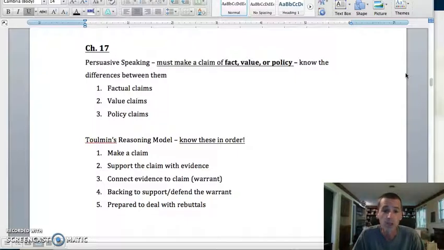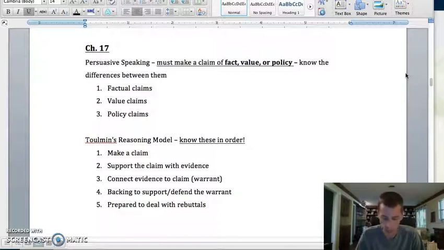So the first thing we want to note is that for something to be deemed persuasive speaking, as far as we're concerned, they must be making a claim of fact, value, or policy. So please know the differences between factual, value, and policy claims. Factual claims are claims about whether something is true or false, is going to happen or isn't going to happen, etc. Okay? So a lot of times these factual claims are trying to answer who, what, when, why, or how something happened or will happen.